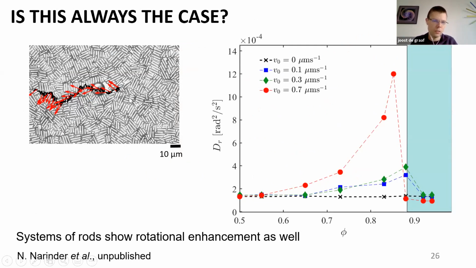And here you get silica rods, which are about 10 micrometers long and about a micron in width. And again, you get rotational diffusion enhancement. So this is a little bit more raw data, so it's not been nicely normalized with the bulk diffusion coefficient. But clearly systems of rods show rotational diffusion enhancement as well, by about a factor of 12 or so.